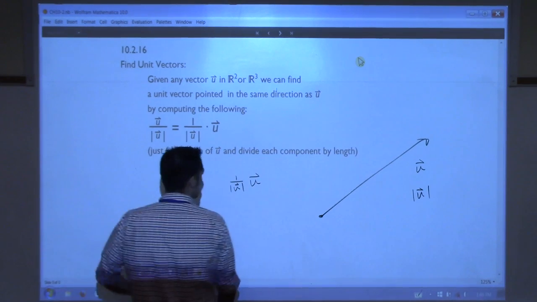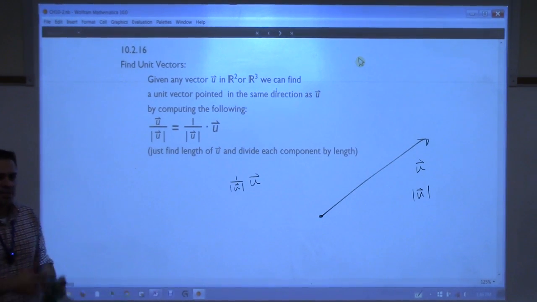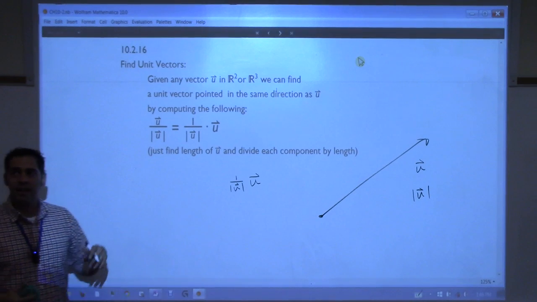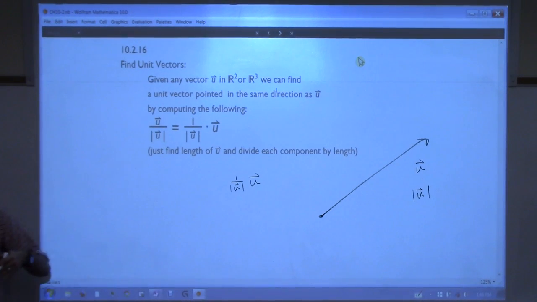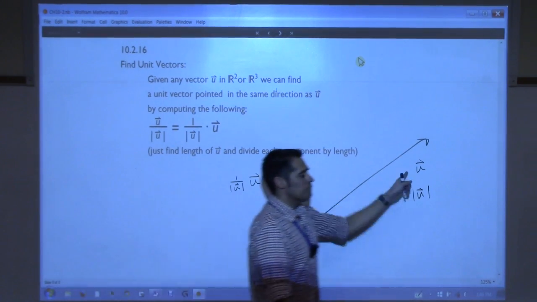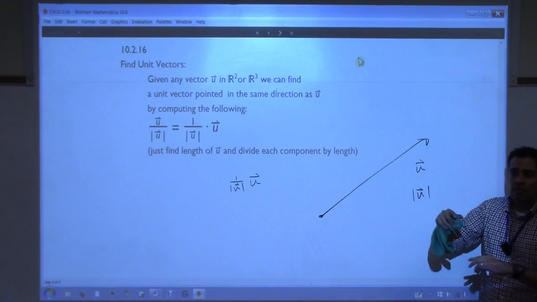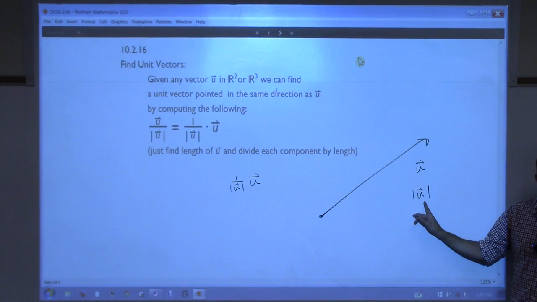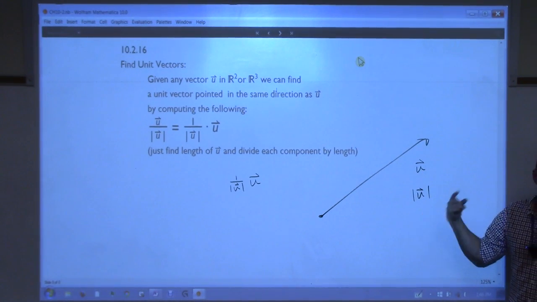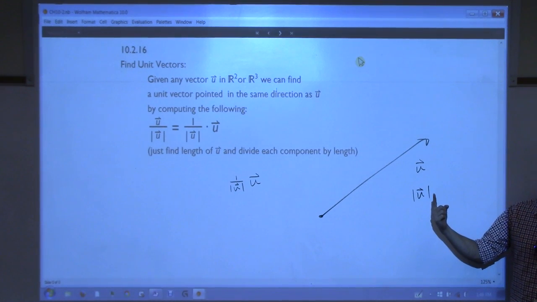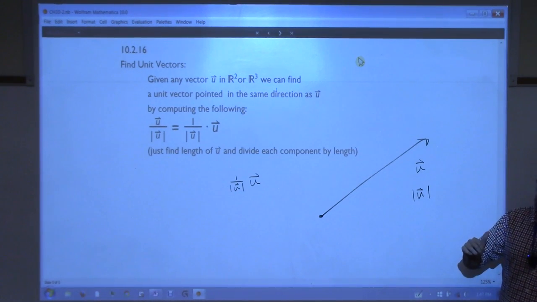What would that do? That would scale it down, right? Remember, if you take a vector and multiply it by 1/2, it'll be half the length, right? If you take a vector and multiply it by 2, it'll double the length. Well, what if I take a vector u and I scale it down by its own length? Then how long should it be? 1 unit long. Yes? Yeah?